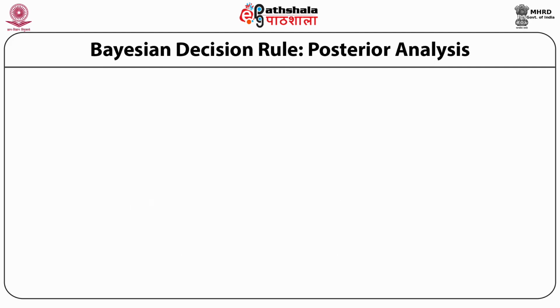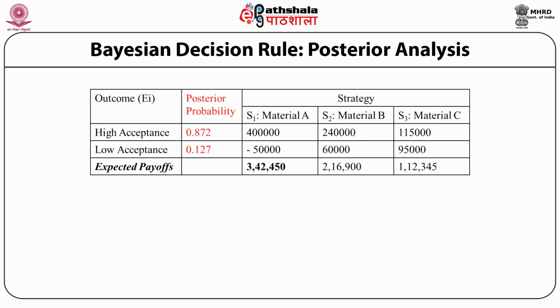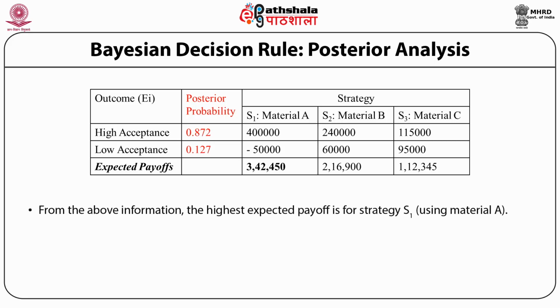You can see that in case of high acceptance outcome, now I will go with the posterior probability which have been calculated just as previous, 0.872 and 0.127. Now I am given with the expected payoffs for the different strategies. So here I can calculate the expected payoffs for all possible strategies, and the highest value of the expected payoff is 3,42,450.